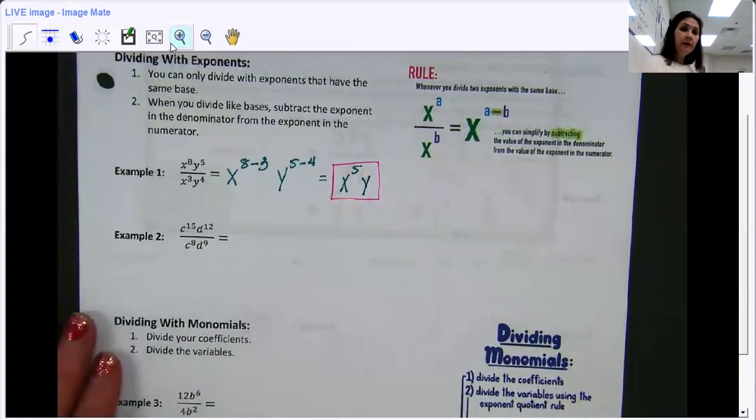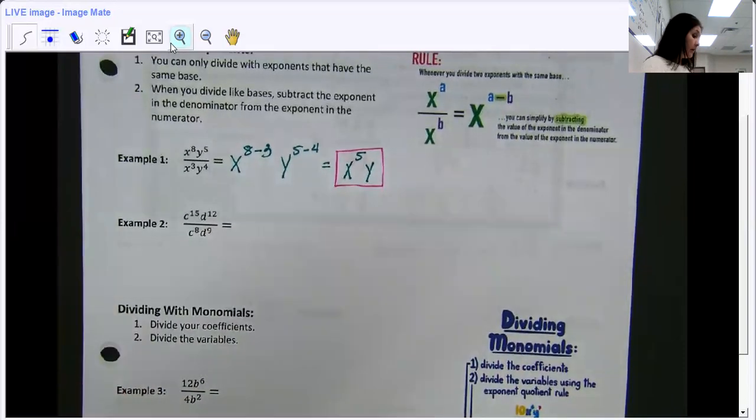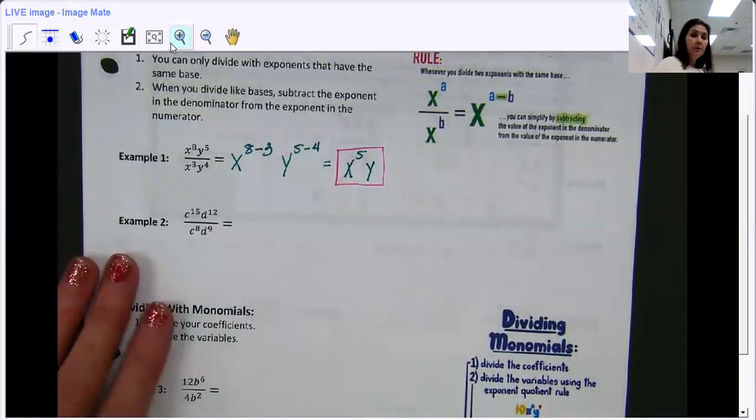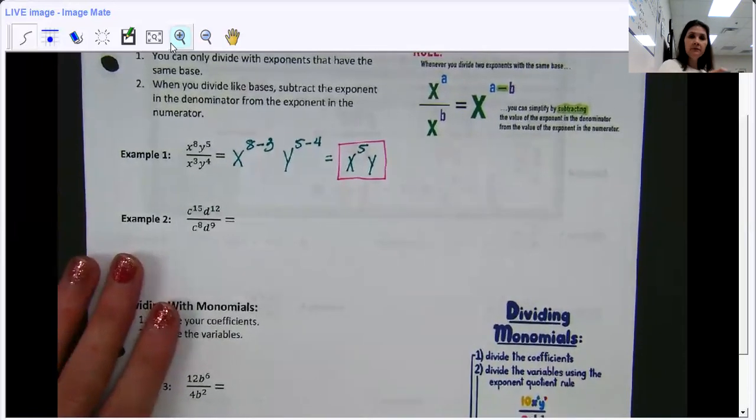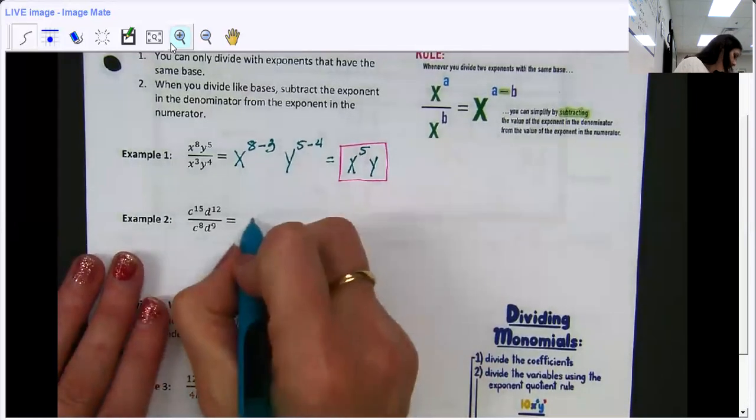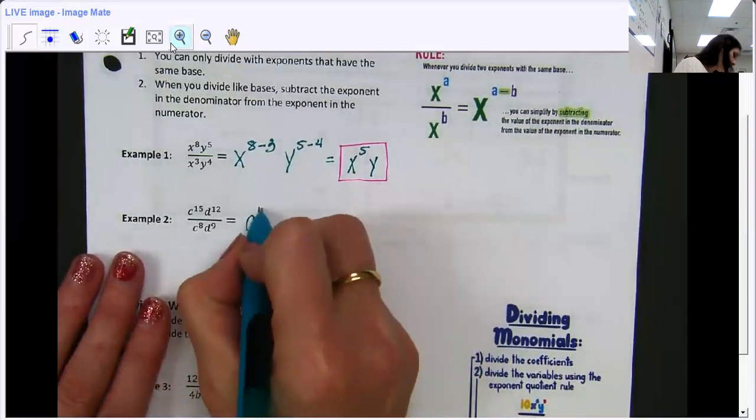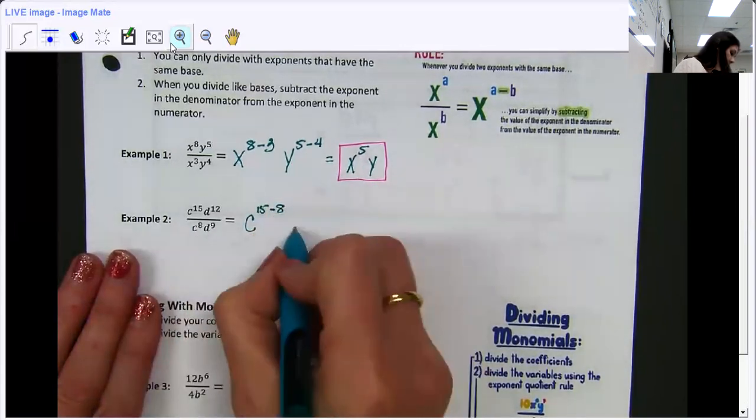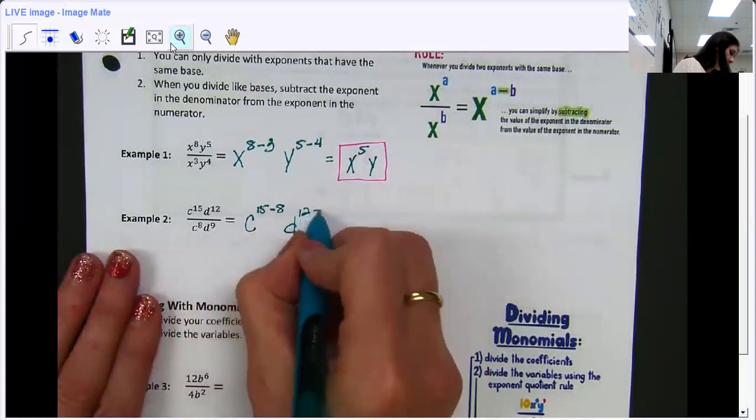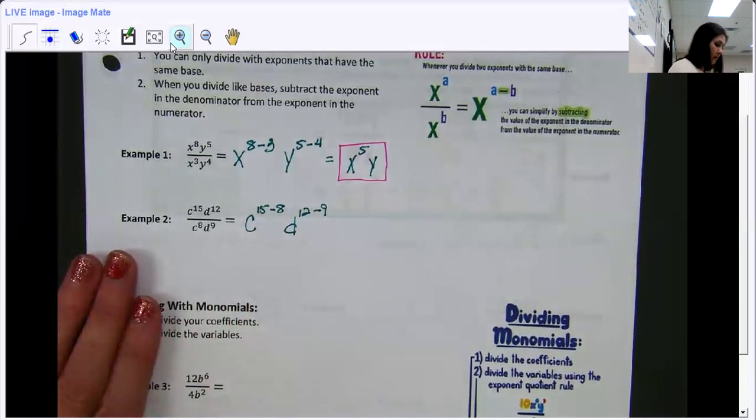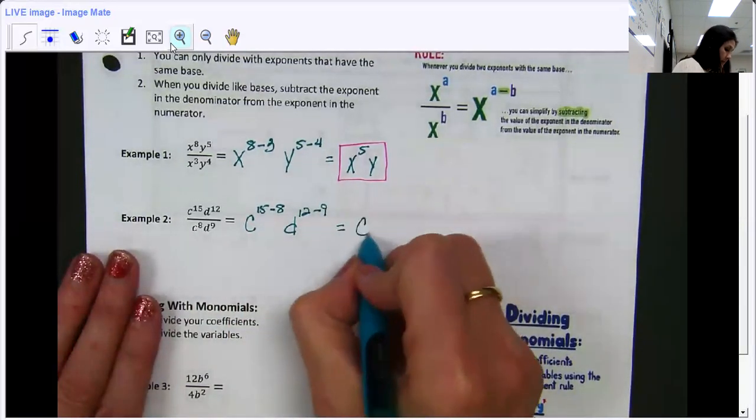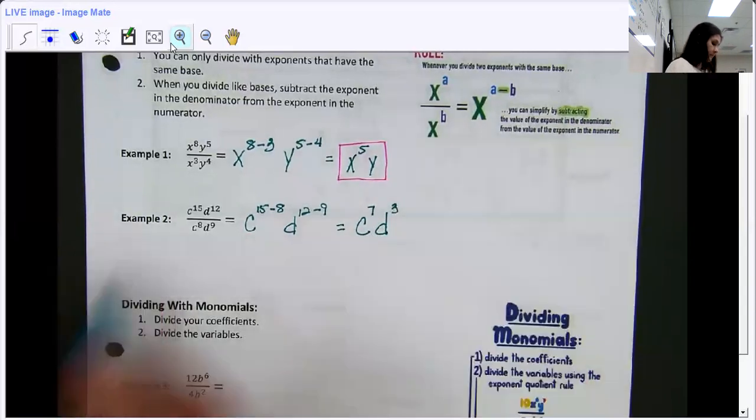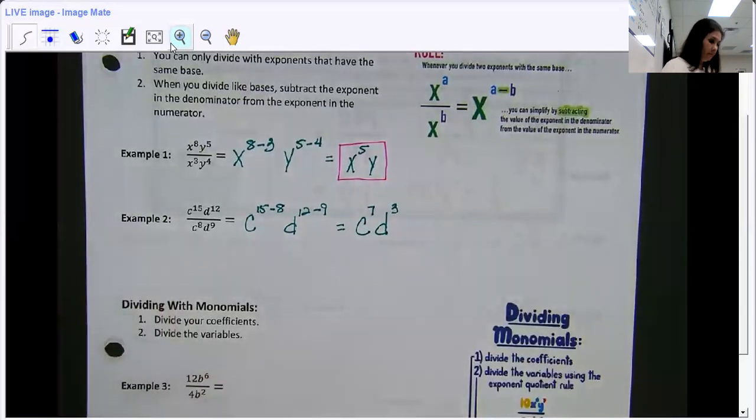Now this next one, if you think you've got it, you can go ahead and try it on your own. If not, you can follow along with me. But if you do want to try it on your own, go ahead and pause the video and then come back to this. So we have c to the power of 15, and we're going to subtract 8. And then we have d to the power of 12, and we're going to subtract that 9 on the bottom. So I end up with c to the power of 7, d to the power of 3. And that's my final answer.